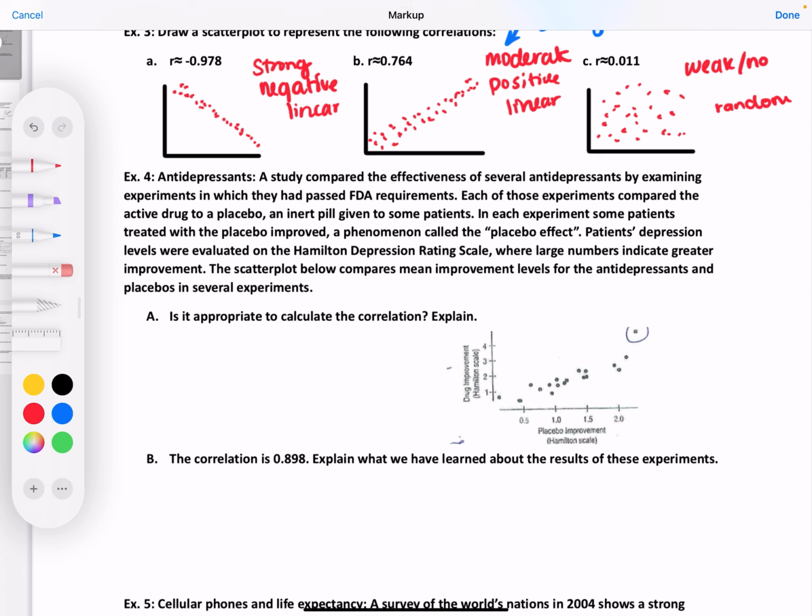So are they quantitative variables? Yes. Placebo improvement on the Hamilton scale, and drug improvement on the Hamilton scale. So both of those are quantitative, so that's good. And then is it linear? Yes. So those 2 things, so it would be yes, because we have quantitative variables and it looks linear.